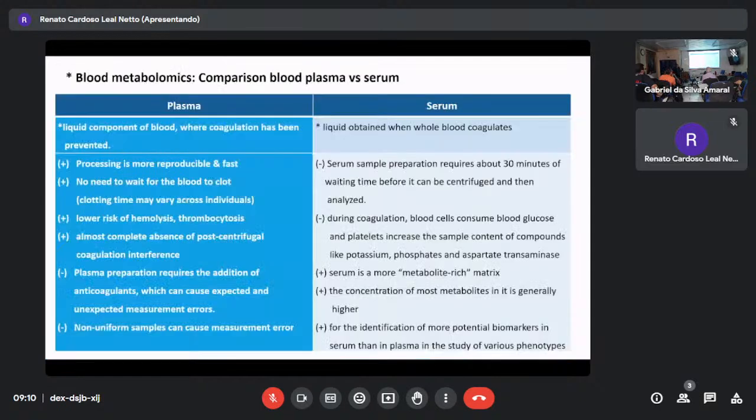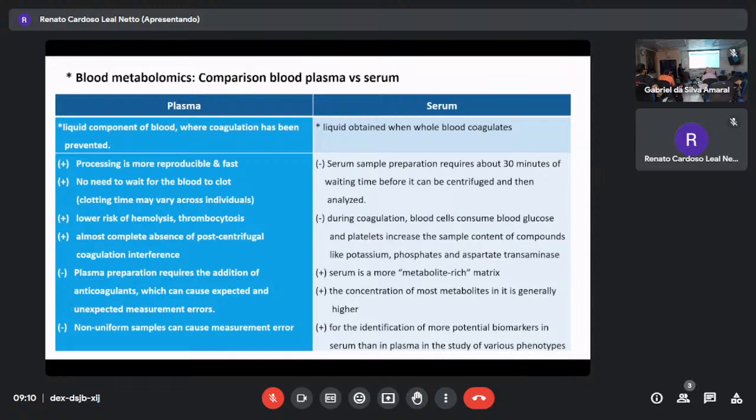Now, urine has very limited metabolites, so that's why many people move to plasma and serum. What's the difference between plasma and serum? I mentioned it here. I know you already know, but to make sure, plasma is the liquid component of blood where coagulation has been prevented.